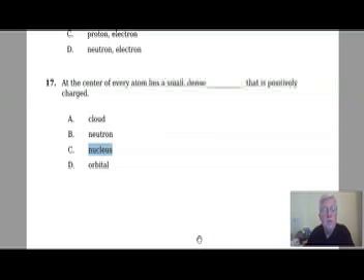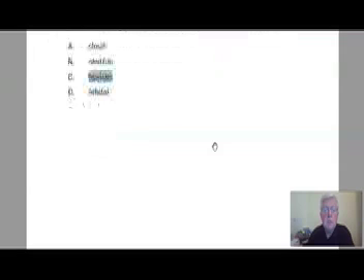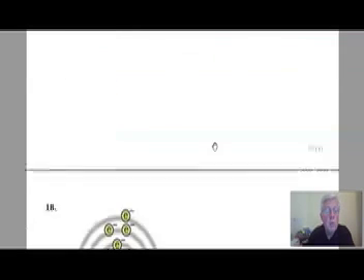The nucleus is at the center of the atom and holds all the protons and neutrons. It's very small, incredibly small considering how big our world is. Electrons take up most of the space. Let's move on to 18. Now I'm hurrying a little bit.